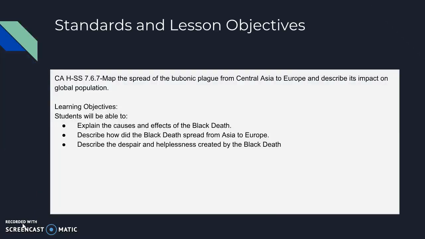So I want to go over the standards and lesson objectives. The standard we're covering today is Standard 7.67: map the spread of the bubonic plague from Central Asia to Europe and describe its impact on global population. In today's learning objectives, students will be able to explain the causes and effects of the Black Death, describe how the Black Death spread from Asia to Europe, and describe the despair and helplessness created by the Black Death.